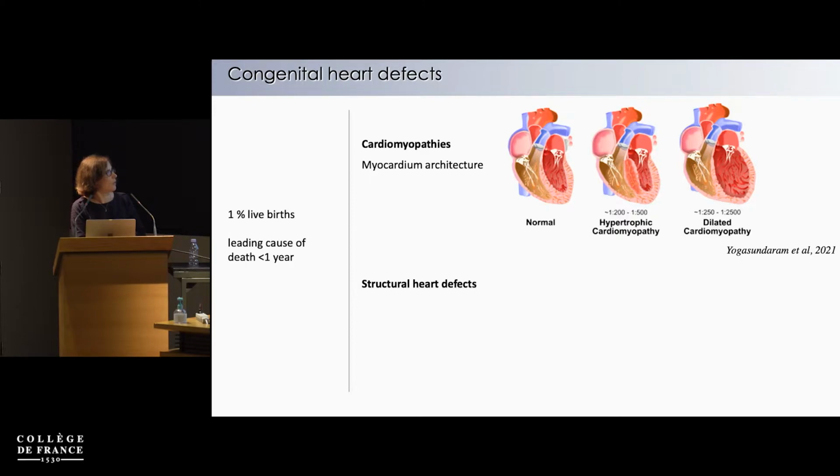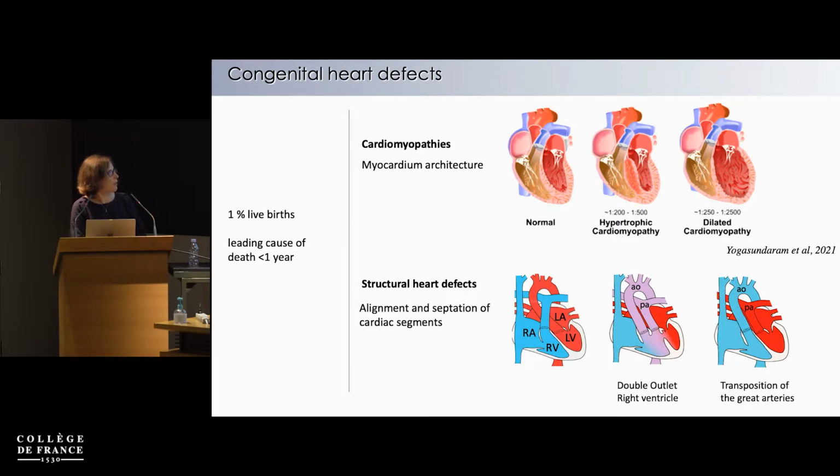And relevant to the other function of the heart in the blood circulation are what we call the structural heart defects, in which there are misalignment or misseptation between the different cardiac segments. For example, in double outlet right ventricle, you have a connection between the left and right side of the heart, leading to an overall poorer oxygenation of the blood. And in transposition of the great arteries, the aorta, which is normally connected with the left ventricle, is connected to the right ventricle. These are really severe cases of heart malformation which need to be repaired at birth.